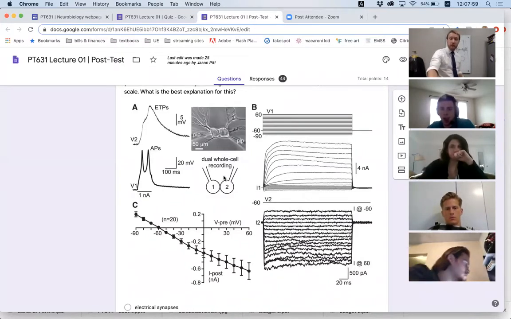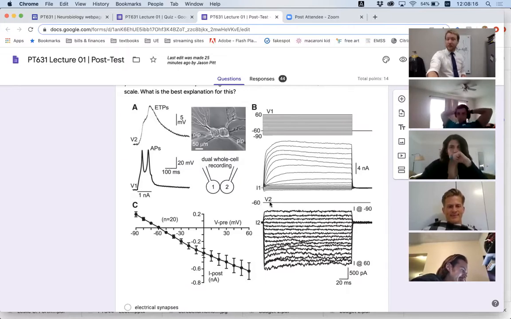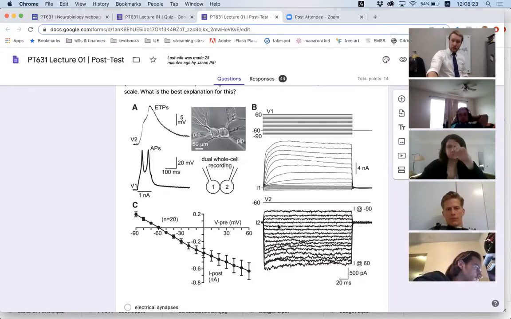Let's look at panel B. So we're recording from both cells at the same time. We're going to deliver current to one of those cells. So cell 1, we're going to deliver depolarizing and hyperpolarizing potentials, and then we're going to measure the currents in both cells. We're not doing anything to the second cell. So we're not delivering any potentials, but we see currents.